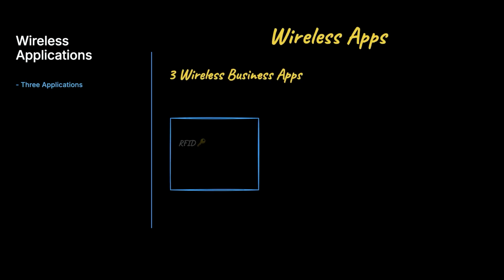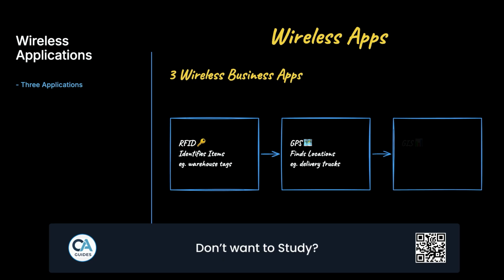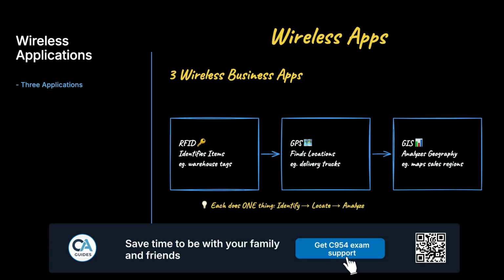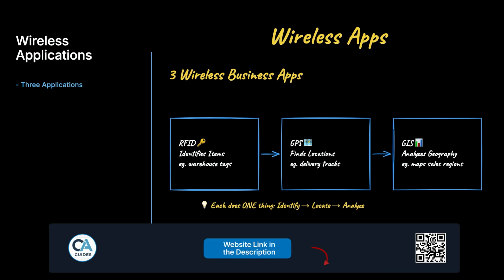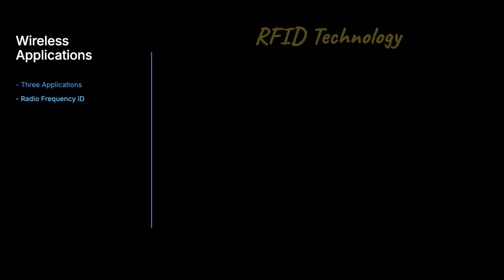Our final major topic covers 3 wireless business applications you must know. They are radio frequency identification, the global positioning system, and the geographic information system. Students often blur these together, but each does something distinct. One identifies items, one finds locations, and one analyzes geography. Let us separate them clearly so you never confuse them.